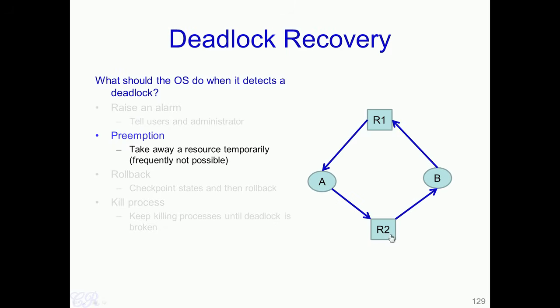For instance, it could be like R2 was a printer and it is currently held by B. So, what could be done was that the printer could be forced to be taken away from B while it is allocated to A for some time, and thus the deadlock will be broken. This is as shown over here. So, B no longer has the resource R2, but R2 is given to A.